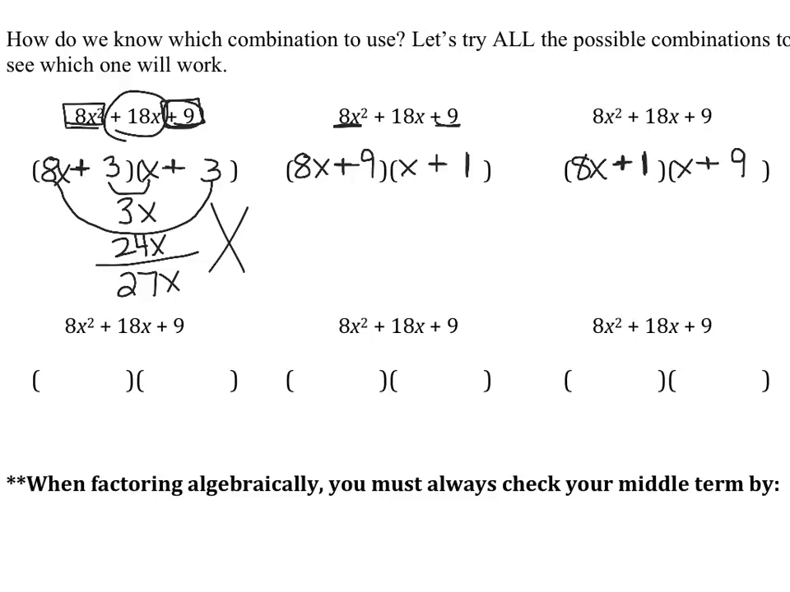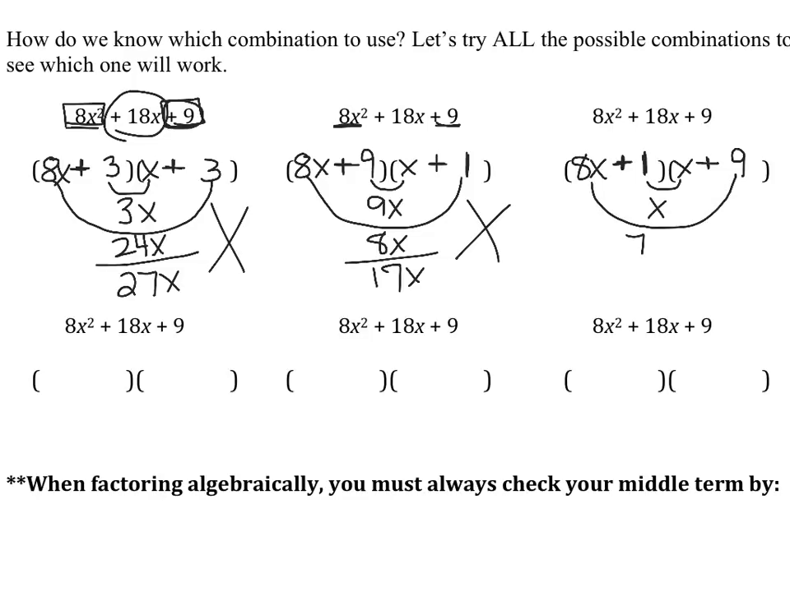So let's try the next one. Let's check our inners, which gives me 9x. Let's check our outers, which gives me 8x. Combine those, that gives me 17x, not 18. So it's not that one, right? So let's try the next one. 1x is just going to give me an x. 8 times 9 gives me 72x. That's not going to work, right? Because that's going to give me 73x. So this one's not going to work, all right? So what I've just done is I've tried all the combinations with 8x and x and with all the ways to get 9.